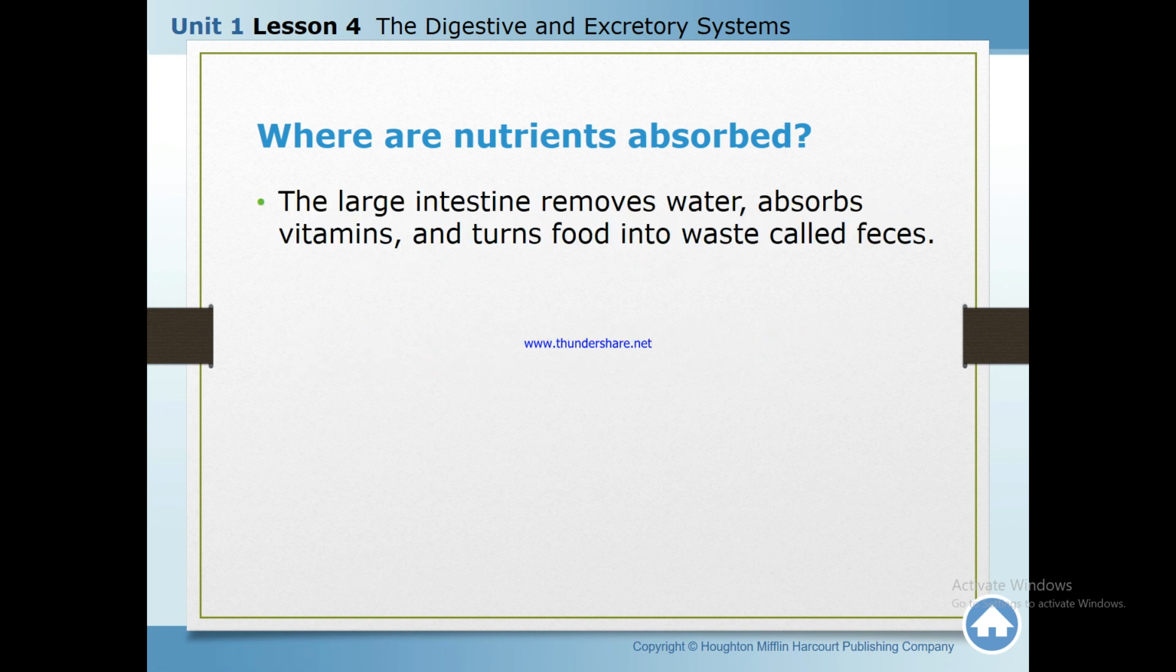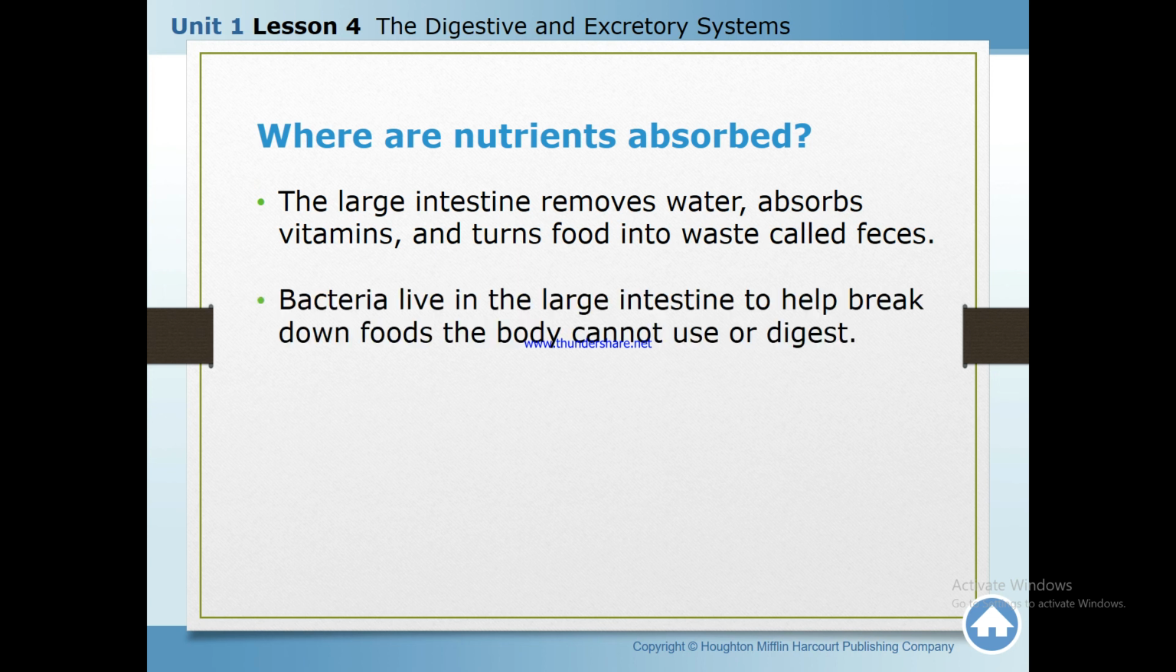The large intestine removes water, absorbs vitamins, and turns food into waste called feces. Bacteria live in the large intestine to help break down food that the body cannot use or digest.